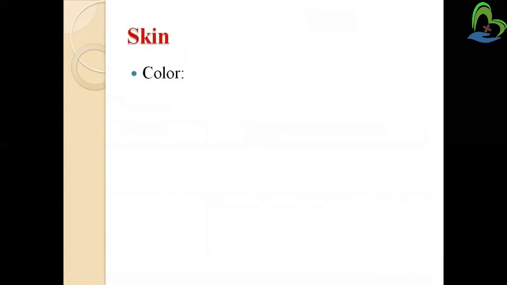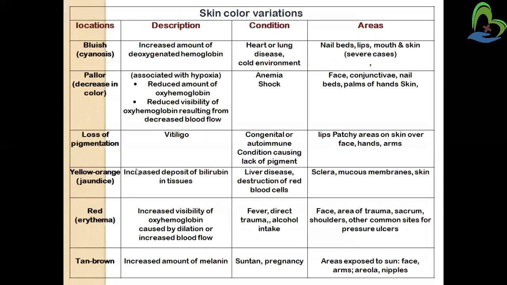We will observe it for color. If the person has bluish discoloration of skin, it means an increased amount of deoxygenated hemoglobin. It usually happens in heart or lung disease and cold environment, where the patient may have a cold foot. The areas are nail beds, lips, mouth or skin.